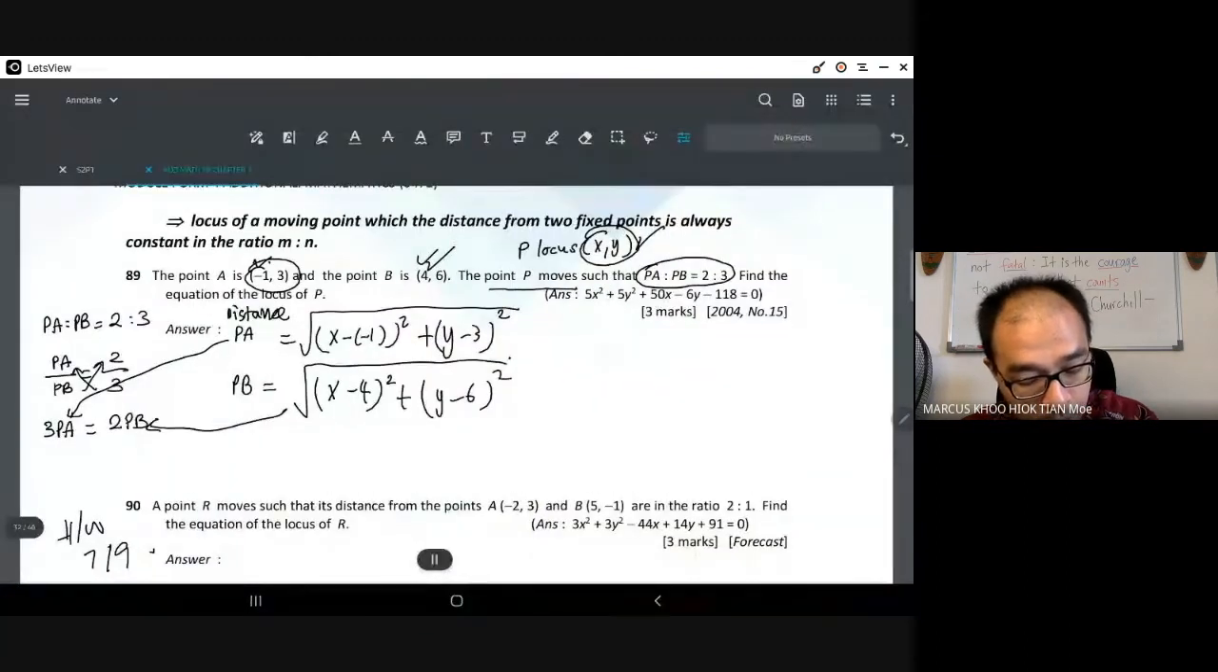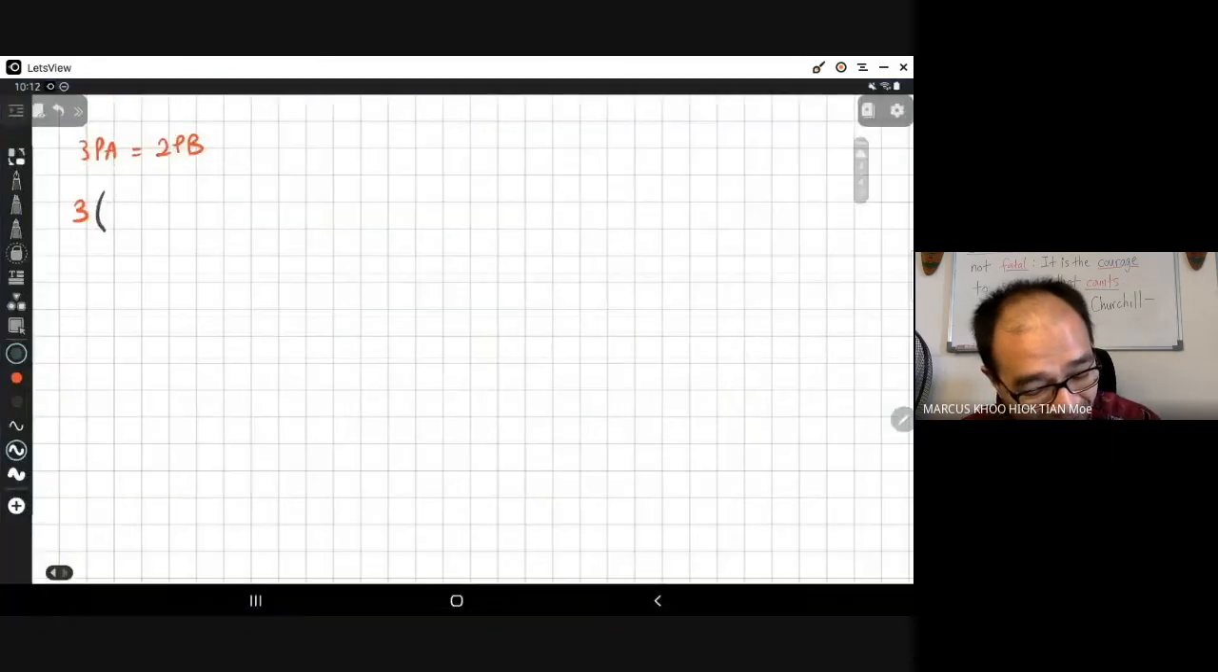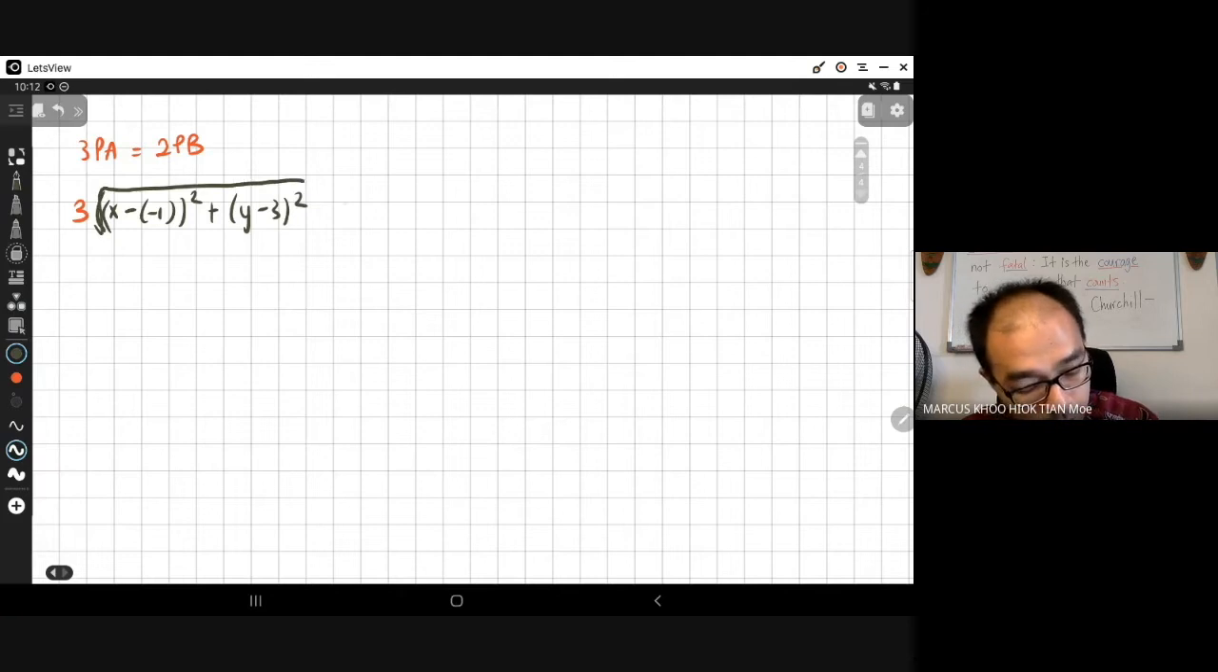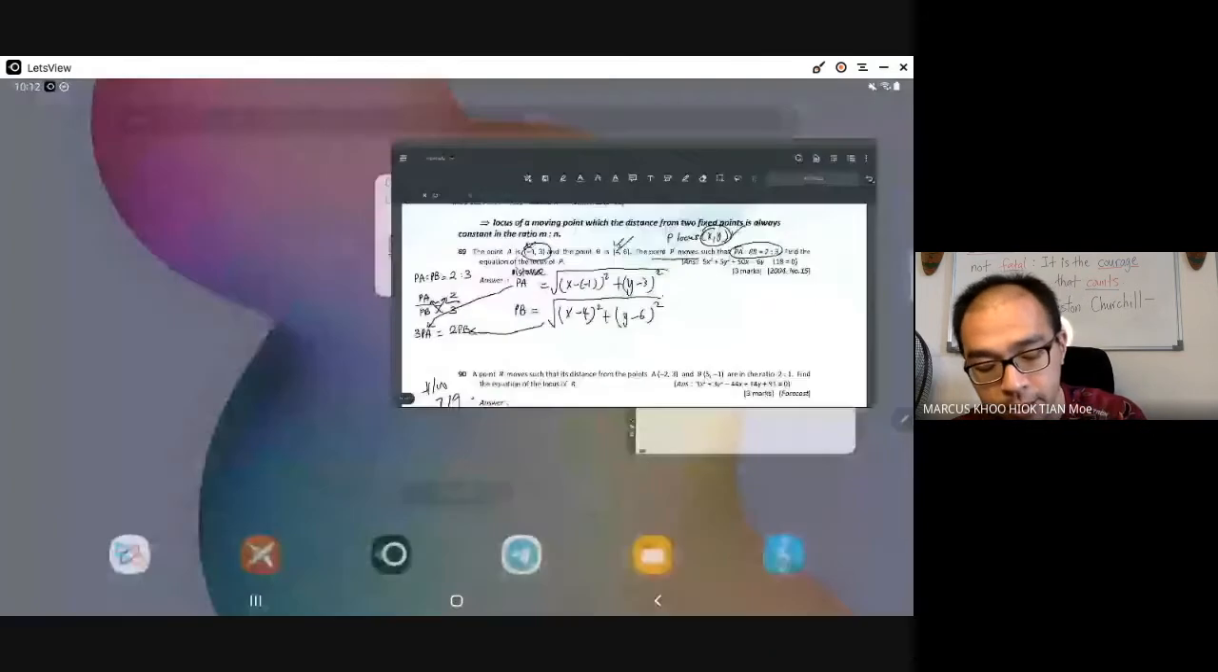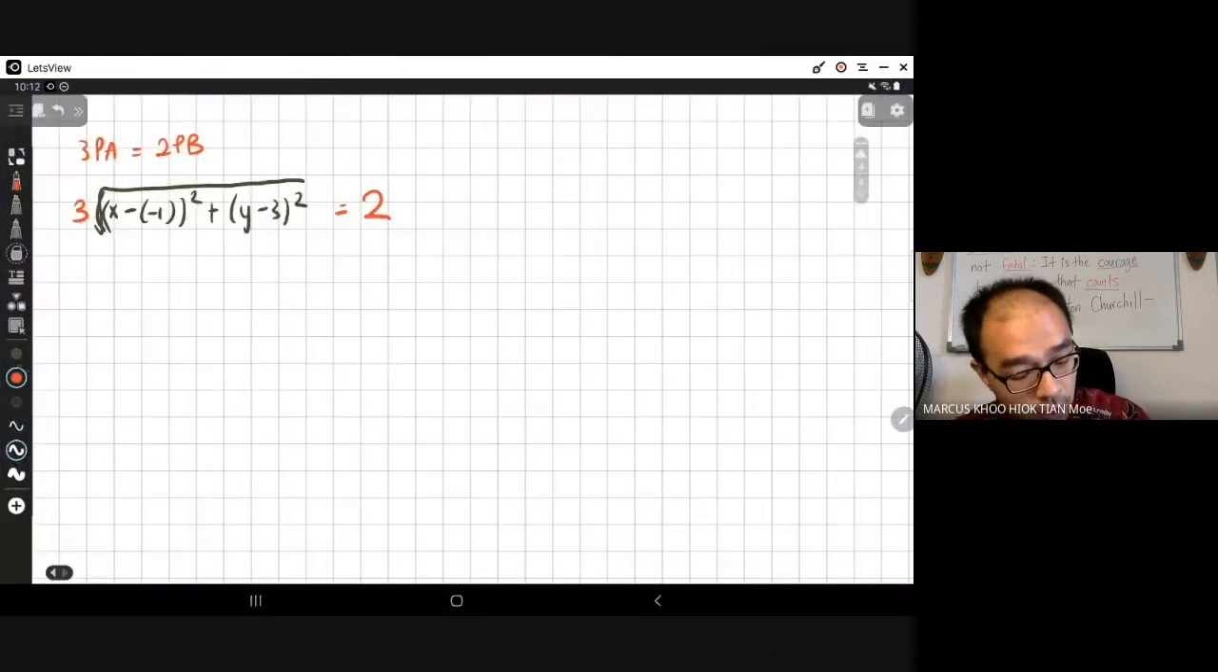PA is the square root of (x minus negative 1) squared plus (y minus 3) squared, equals 2. What is PB? PB is the square root of (x minus 4) squared plus (y minus 6) squared.